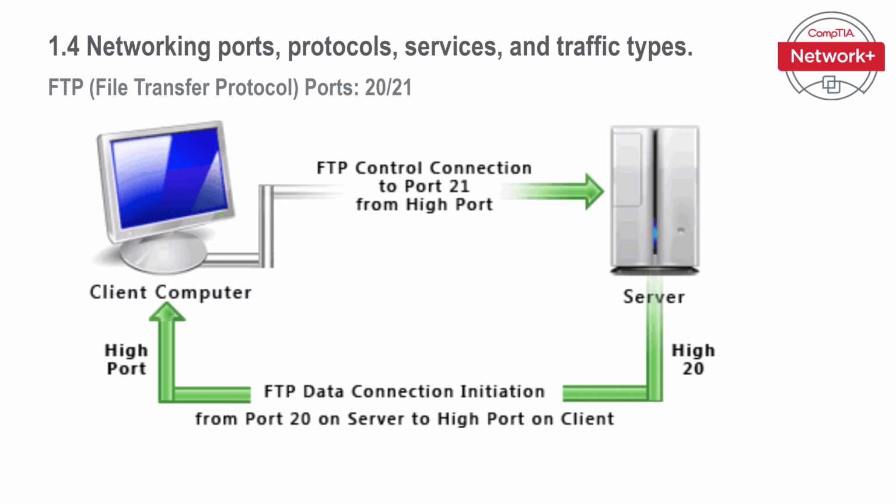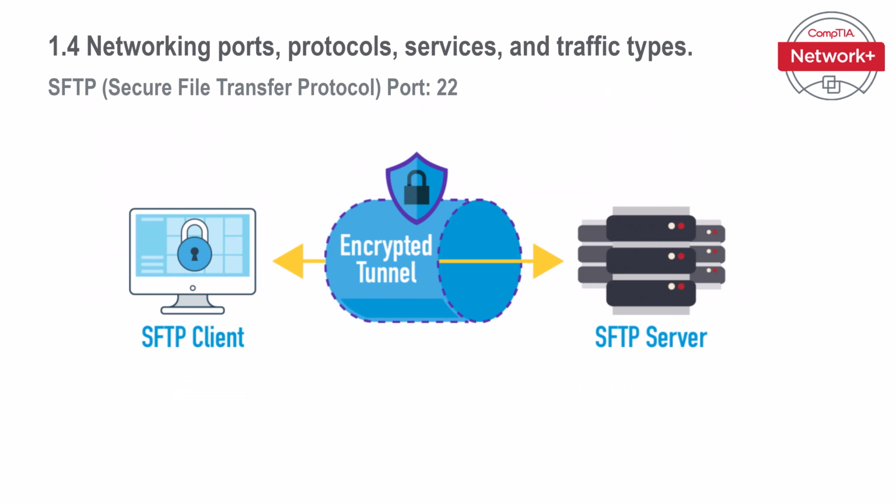File Transfer Protocol, or FTP, operates on ports 20 and 21 and is one of the oldest and most widely used methods for transferring files between computers. Port 21 is responsible for handling the control commands between the client and the server, while port 20 is used for the actual data transfer. While FTP is effective, it doesn't encrypt data, making it vulnerable to interception. And to address these security concerns, the Secure File Transfer Protocol, or SFTP, was introduced.